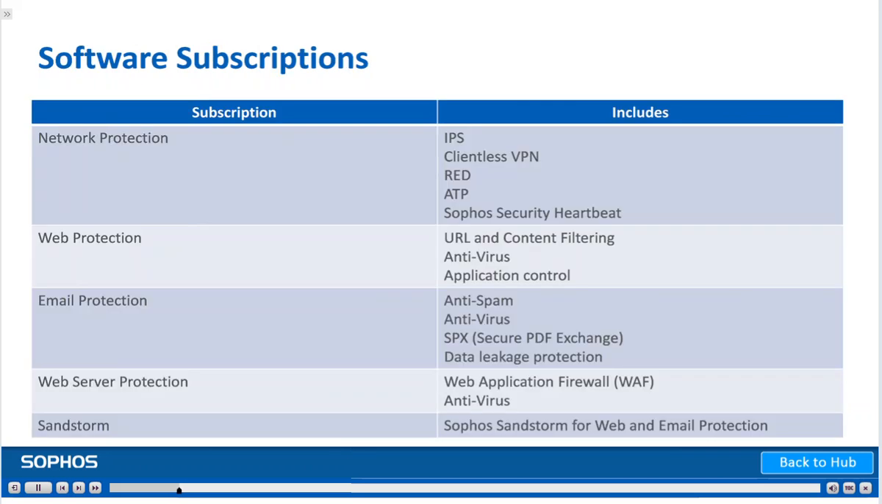In addition to the base license, software subscriptions can be added to give more features and functionality to the device. These are network protection, web protection, email protection, web server protection, and Sandstorm. These software subscriptions are common to all Sophos XG Firewall devices, no matter how they are deployed. You can see the features included in each subscription in this table.